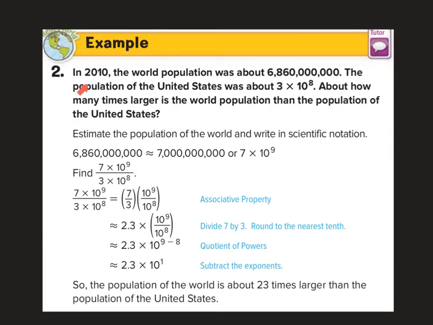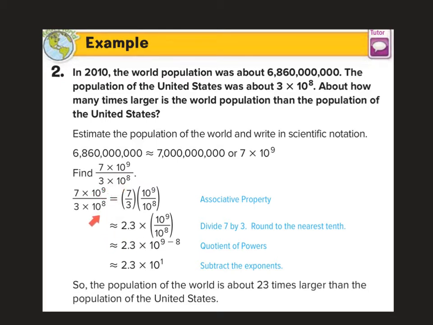Example 2. In 2010, the world population was about 6,860,000,000. The population of the United States was about 3 times 10 to the 8th power. About how many times larger is the world population than the population of the United States? So first we have to estimate the population of the world and write it in scientific notation. So if we take 6,860,000,000 and we approximate that to be about 7 billion, or 7 times 10 to the 9th, then we can take 7 times 10 to the 9th and divide it by 3 times 10 to the 8th.